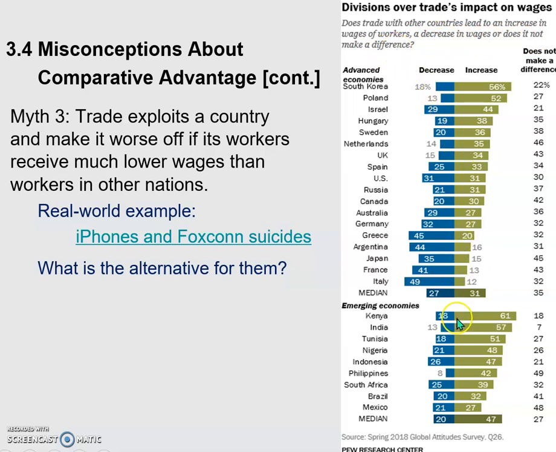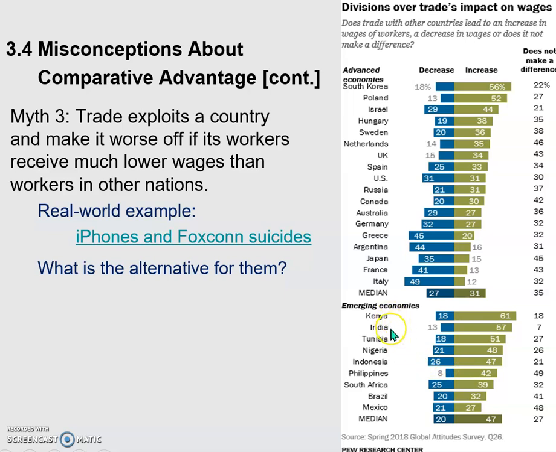So you see here on the left-hand side, this blue bar shows how many percent of the survey respondents said that trade decreases wage. On the right-hand side, how many percent said that trade increases wage. And the number on the far right is the percentage of survey respondents saying that trade doesn't really make a difference in their country.